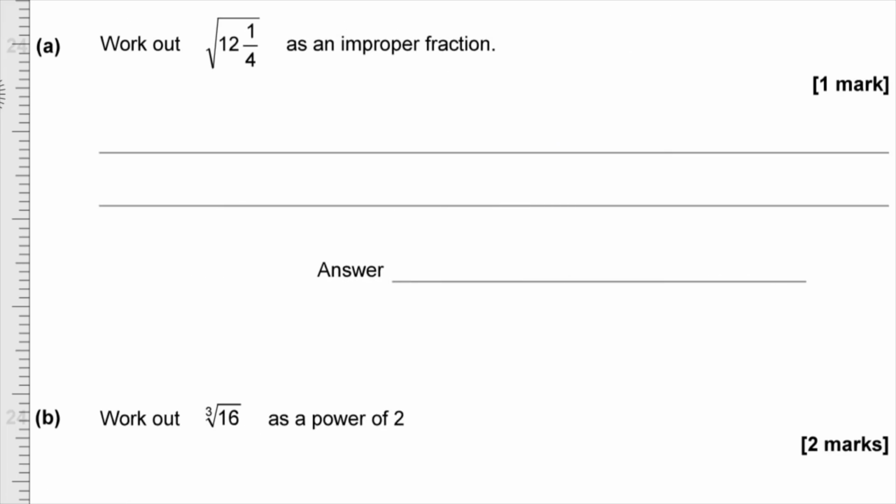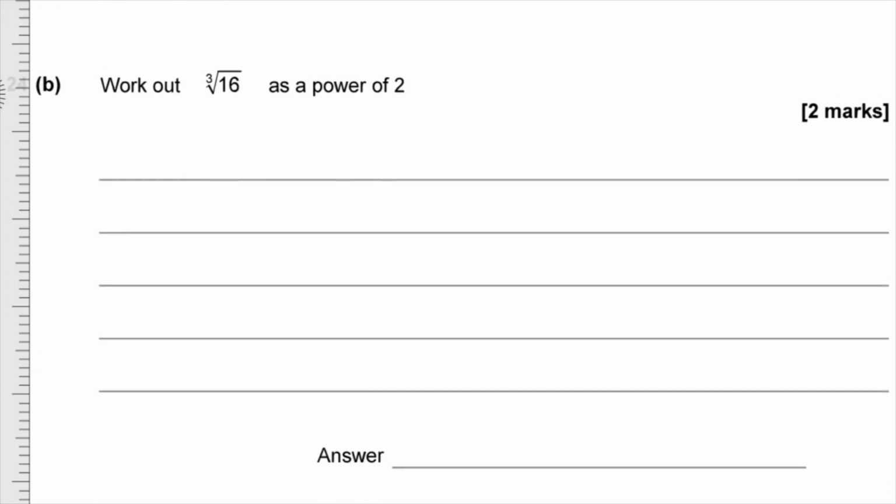Question 24a, work out the square root of 12 1/4 as an improper fraction. Okay, let's start off by expressing 12 1/4 as an improper fraction to start with. 12 times 4 is 48 plus 1 is 49, so that's 49 over 4, 49 quarters. Now luckily both of those are square numbers, so I can easily square root them. So 49 square rooted is 7, and 4 square rooted is 2, so it's 7 halves. That is an improper fraction, so I can move on.